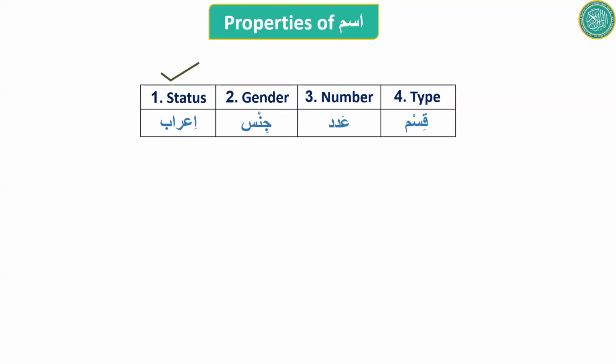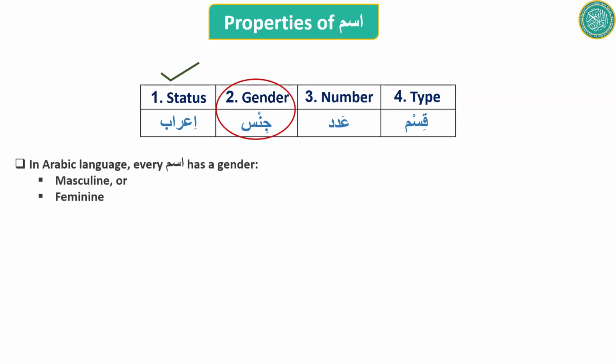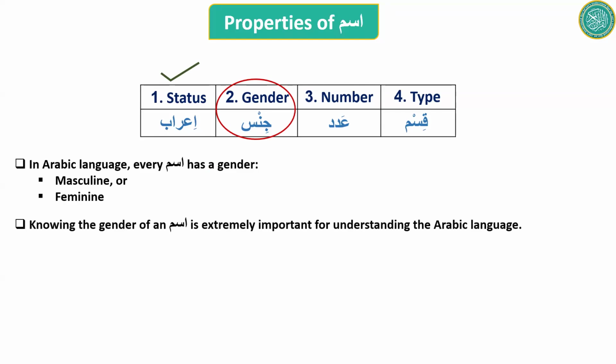Next property is gender. I will just introduce you to this property. We will talk about it in detail tomorrow. In Arabic language, every ism has a gender. It will be either masculine or feminine. There are no genderless words like in English. Knowing the gender of an ism is very important for understanding the Arabic language.